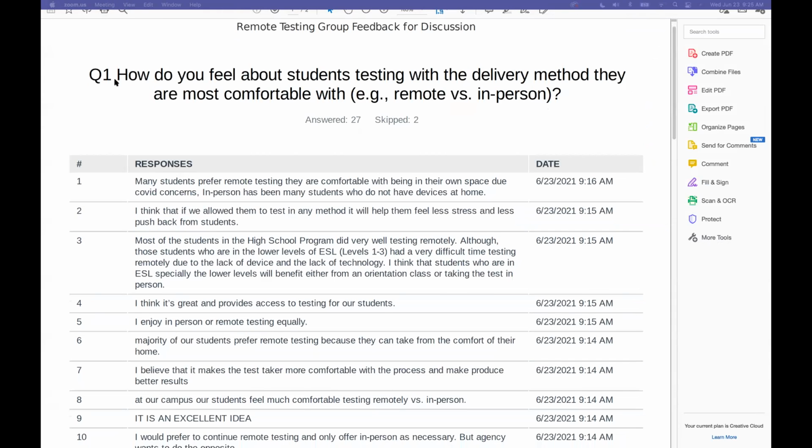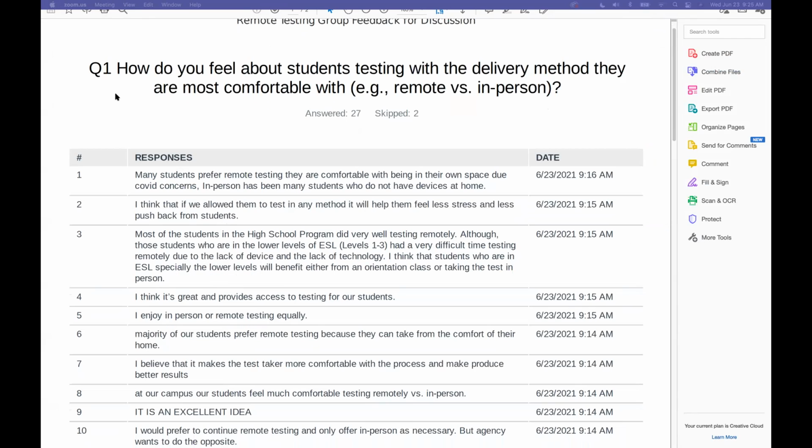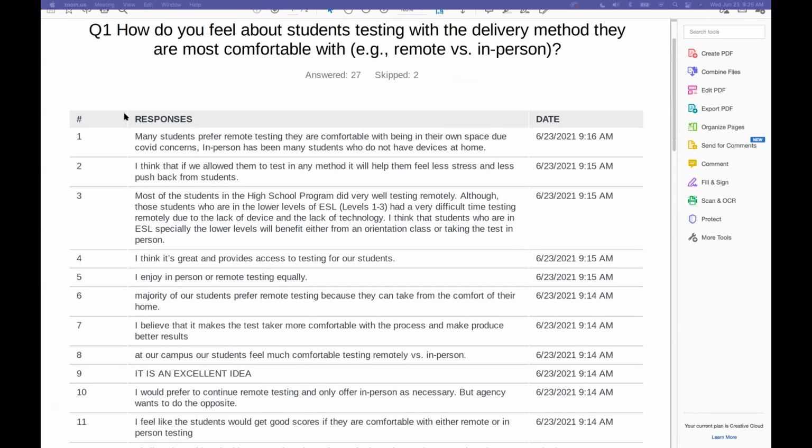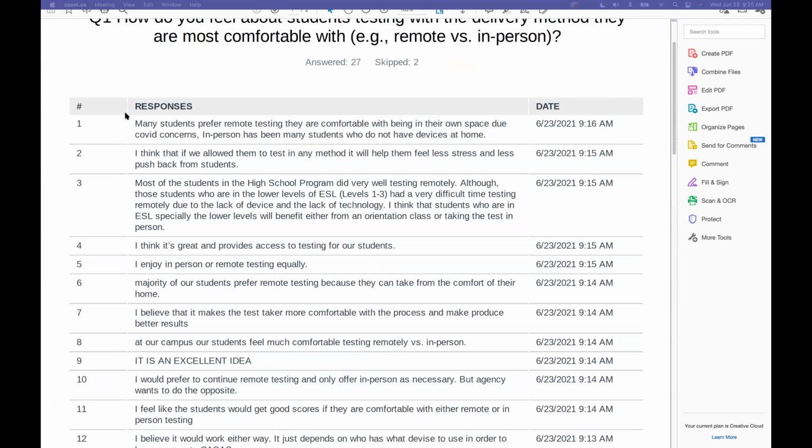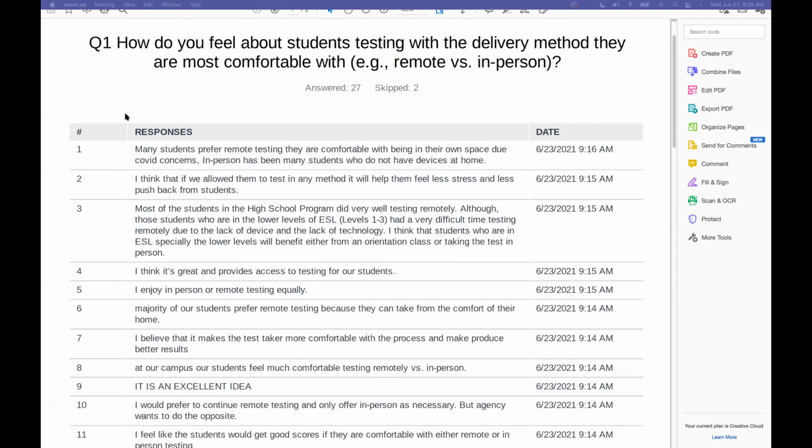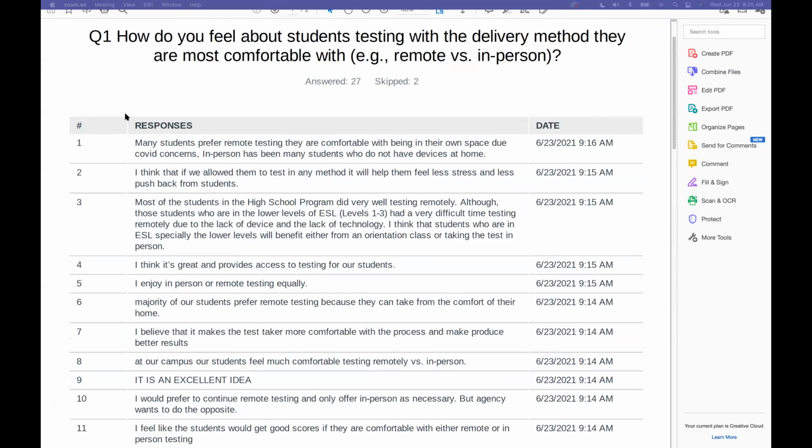Okay, can you see that? Yes. Okay, so here's everyone's responses to how do you feel about students testing with the delivery method they're most comfortable with, giving them the choice, or giving the option, and the theory or hypothesis that students will do best on the device they're most comfortable with. So we can see a lot of good responses here.